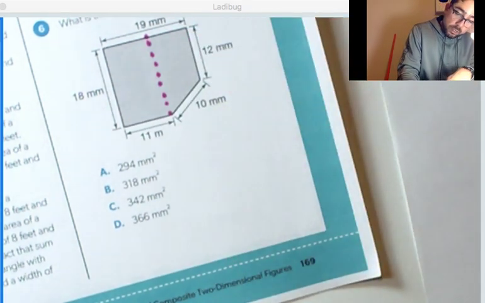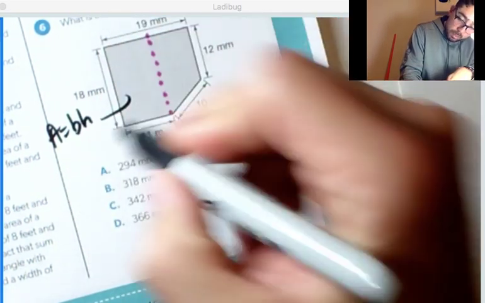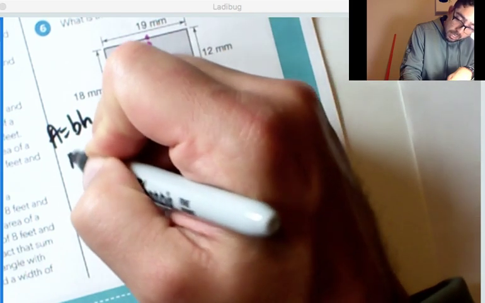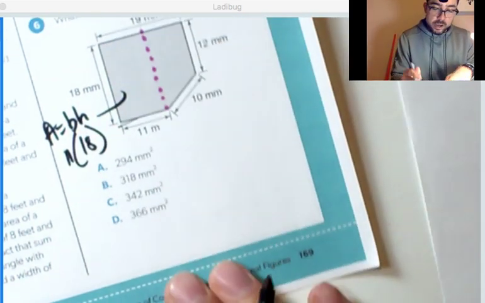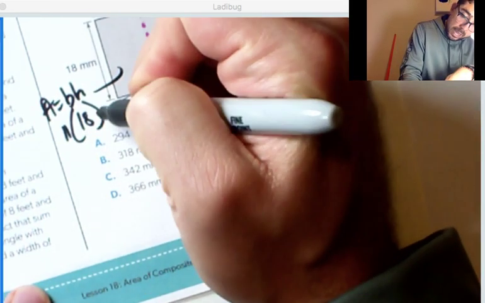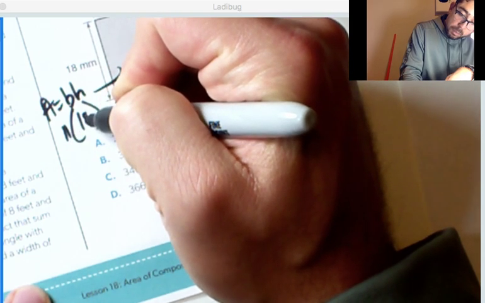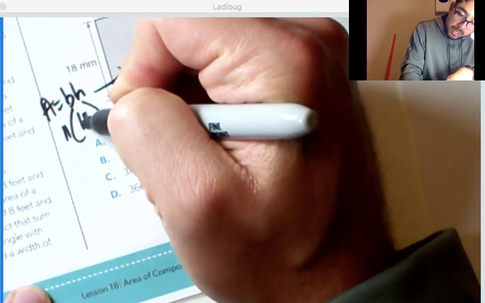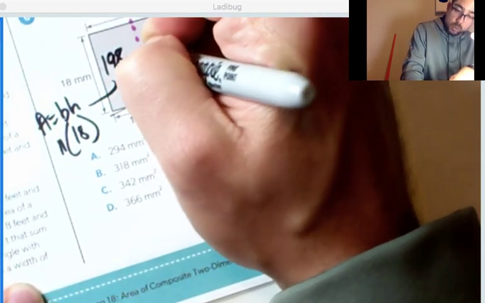For this rectangle here, area equals base times height. The base would be 11. The height would be 18. Right? 11 times 18, let's see, 18 times 10 would be 180, plus another 18 would be 198. So that should be 198 meters squared.